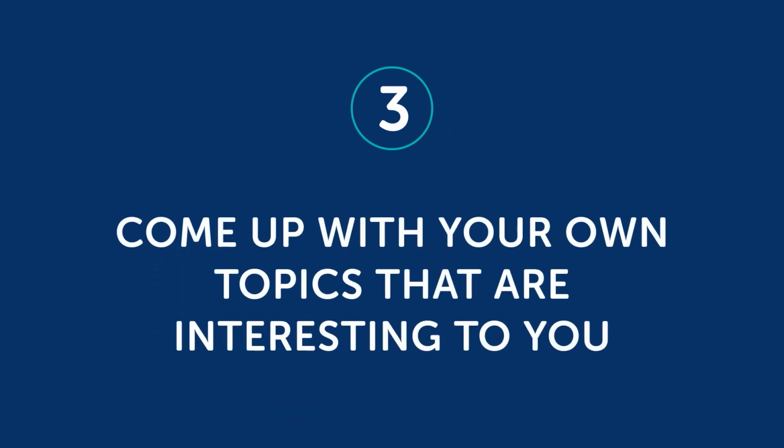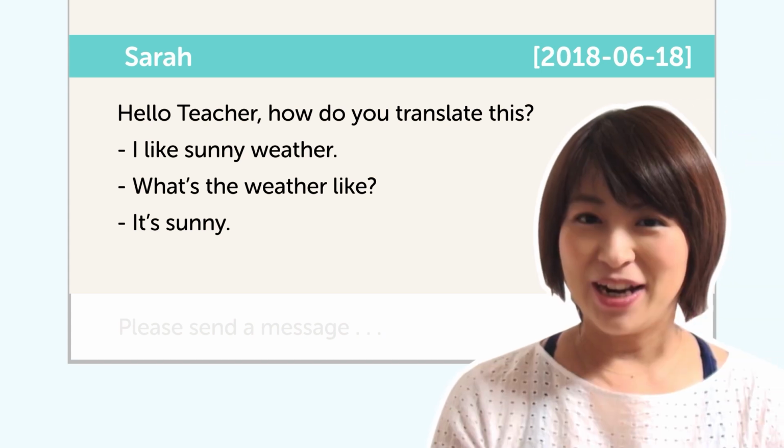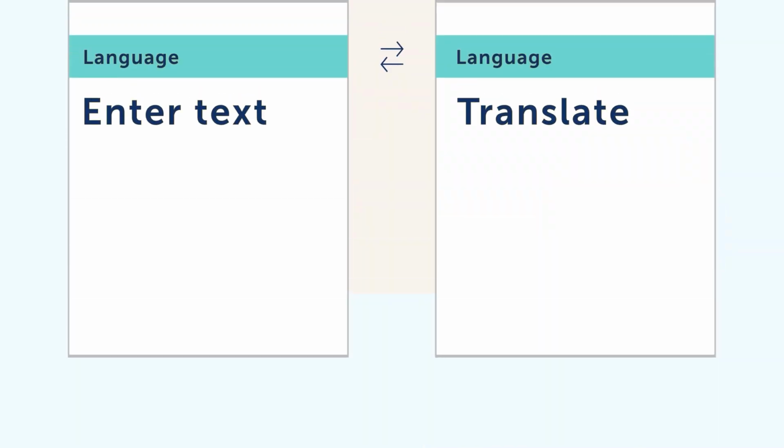3. Come up with your own topics that are interesting to you. Then repeat step 2. Come up with all the phrases, questions, and answers that could come up in that conversation. Write them out and get them translated with your Premium Plus teacher, or translate them with a translation software. You could try this, and it might not be perfect, but it could help you start and get you speaking a little bit more of your target language.